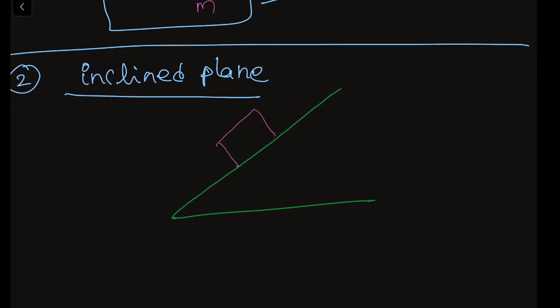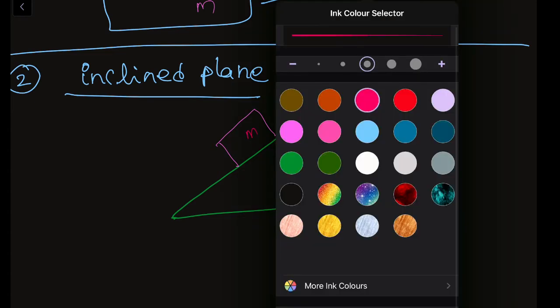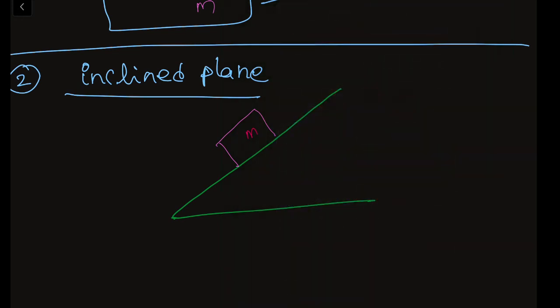What is the free body diagram in this case? We know that mass is there. If mass is there, weight acts downward, W equal to mg. Then what is the normal force? Normal force is always acting perpendicular to the surface, N. Got it, children? Yes.